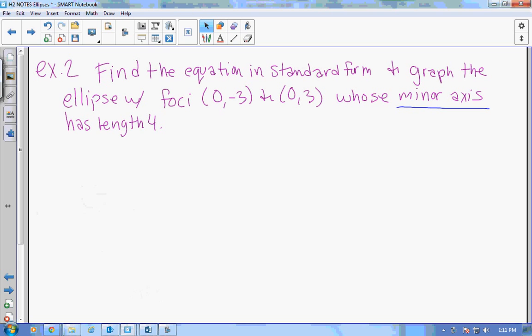It'll be okay. Find the equation in standard form and graph the ellipse with foci (0, -3) and (0, 3), whose minor axis has length 4. So we just reviewed the vocabulary. Minor axis, is that the wide side or the narrow side? The narrow. And it doesn't say semi-minor, it says the whole minor axis from vertex to vertex is 4.